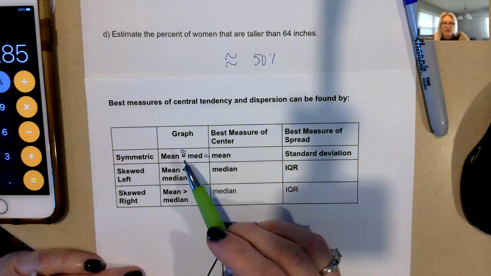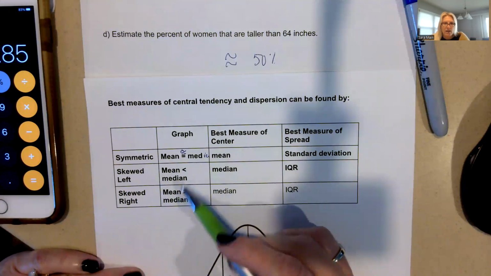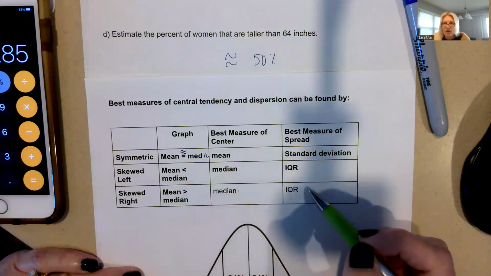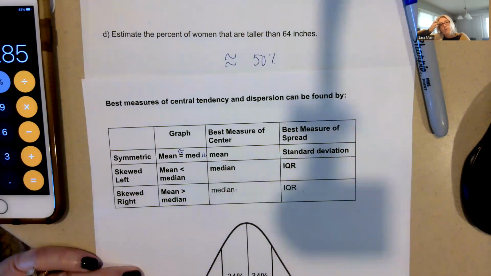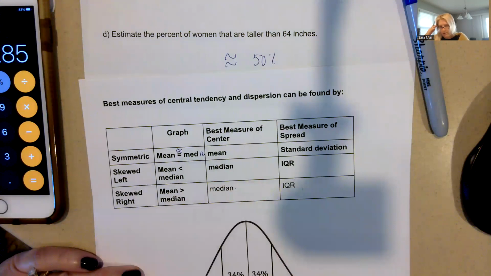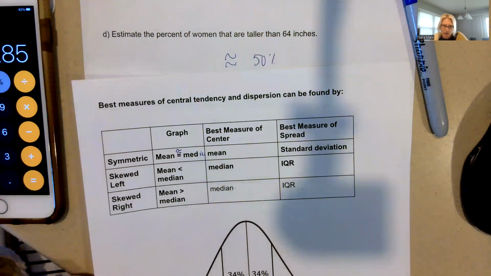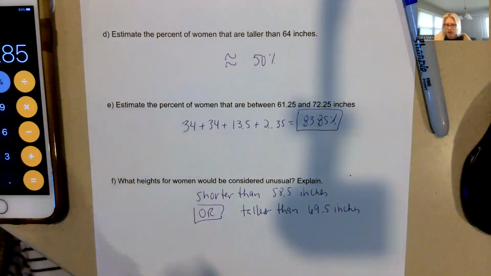If your data is skewed in either way, either skewed left or skewed right, then our median is going to be the best measure of center, and our IQR is going to be the best measure of spread. So it's important for you to be comparing those, because that's going to help us make some decisions throughout the semester. This lesson had quite a bit in it. Make sure that you are reaching out if you have any questions.